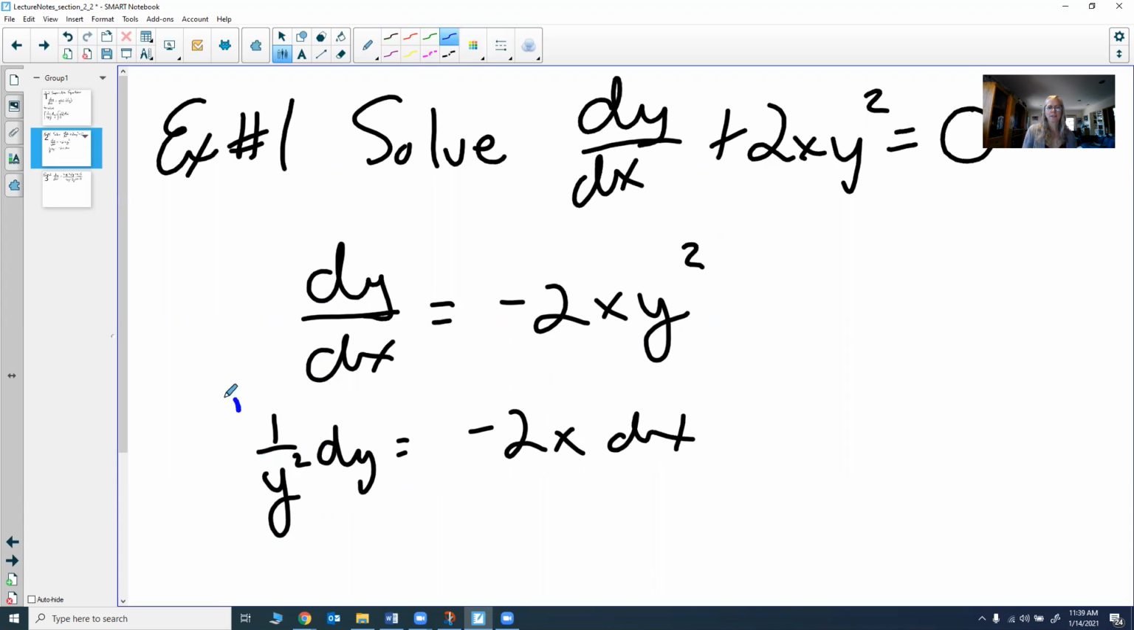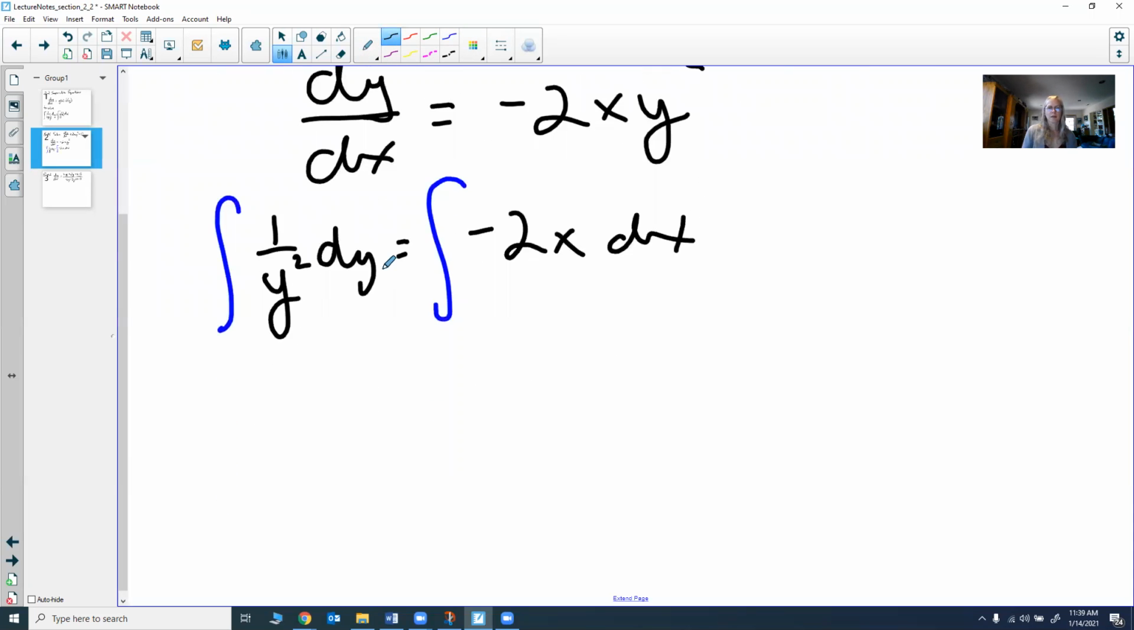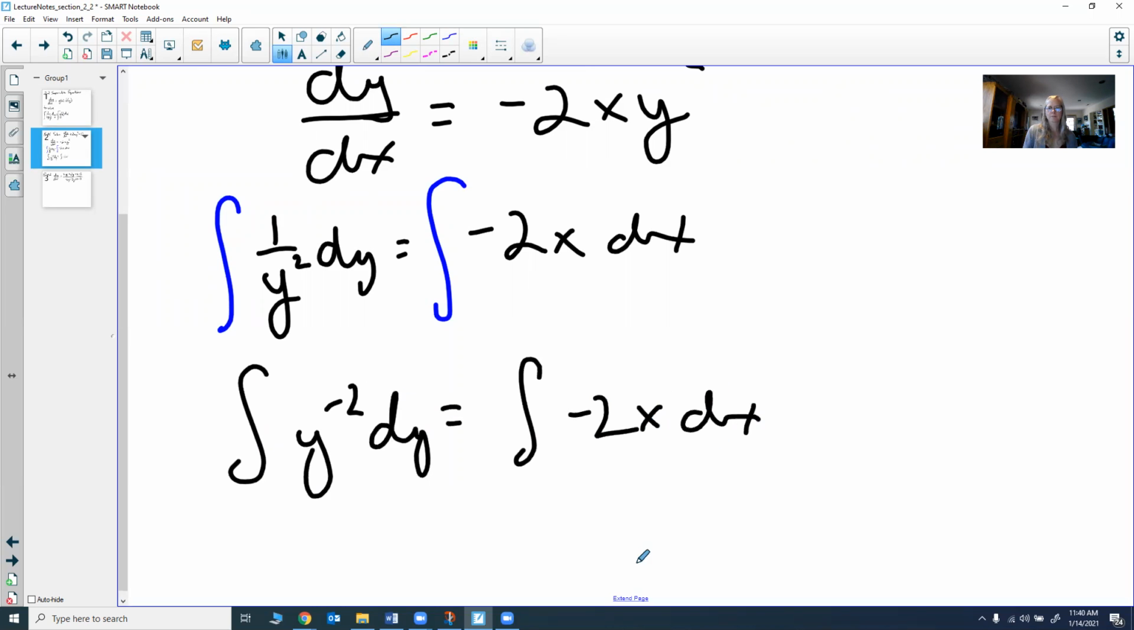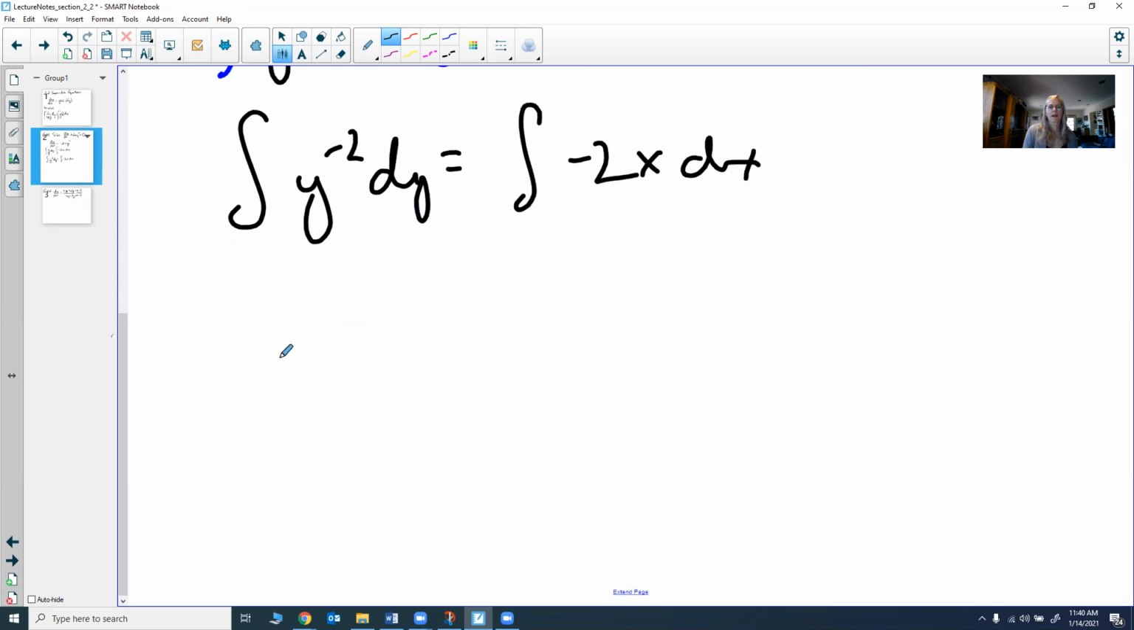And now what you do is just take the integral of both sides. So we've got the integral of y to the minus 2 dy equals the integral of minus 2x dx. The integral of y to the minus 2 is minus y to the minus 1. The integral of minus 2x is minus x squared. And then, because we're now done taking integrals, we will have a plus c. You only need the plus c on one side of the equation. Now, the only other thing we need to do is get y by itself, solve for y, in other words.